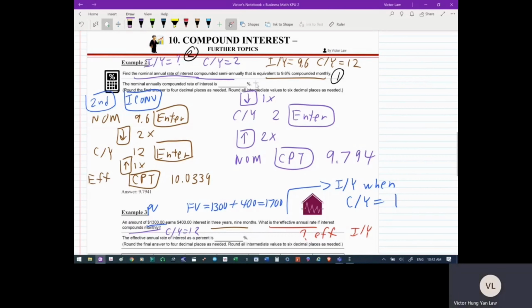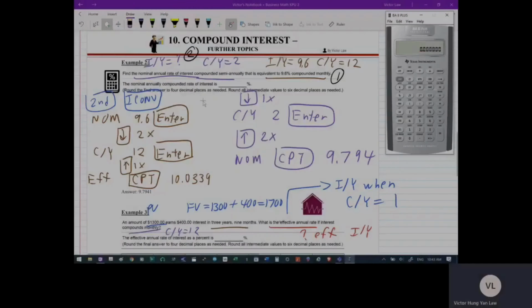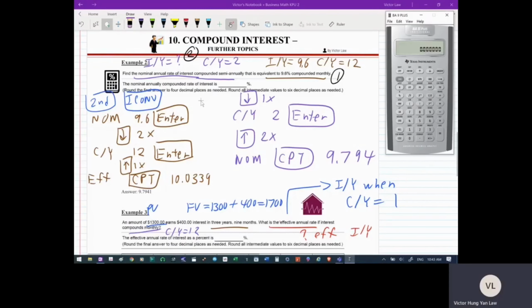Our first step is to type the 9.6% compounded monthly into the financial calculator. Then our second step will be solving for the equivalent rate. Once we understand the concept, I'll show you how we can plug that into the financial calculator to solve for the equivalent rate. What we're going to type in first is second function, I-conversion. I-conversion is right above the 2. So we're going to click on I-conversion.